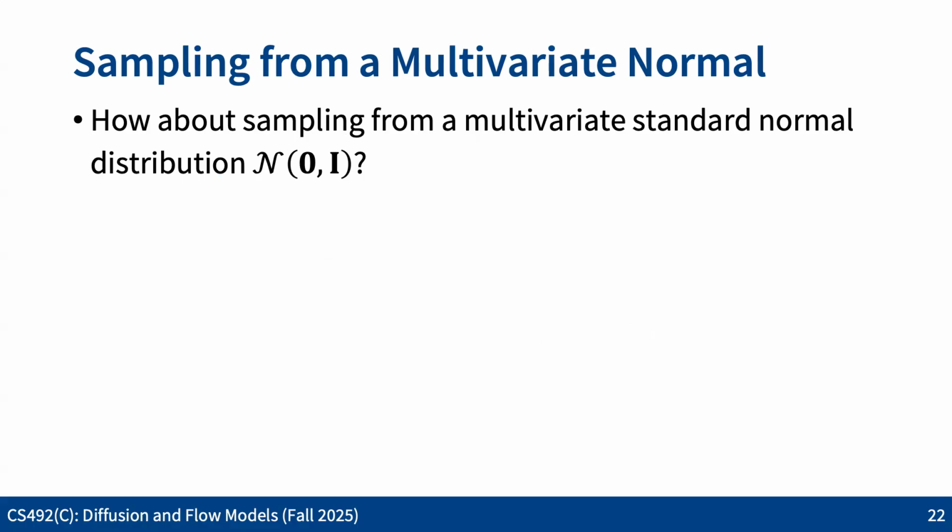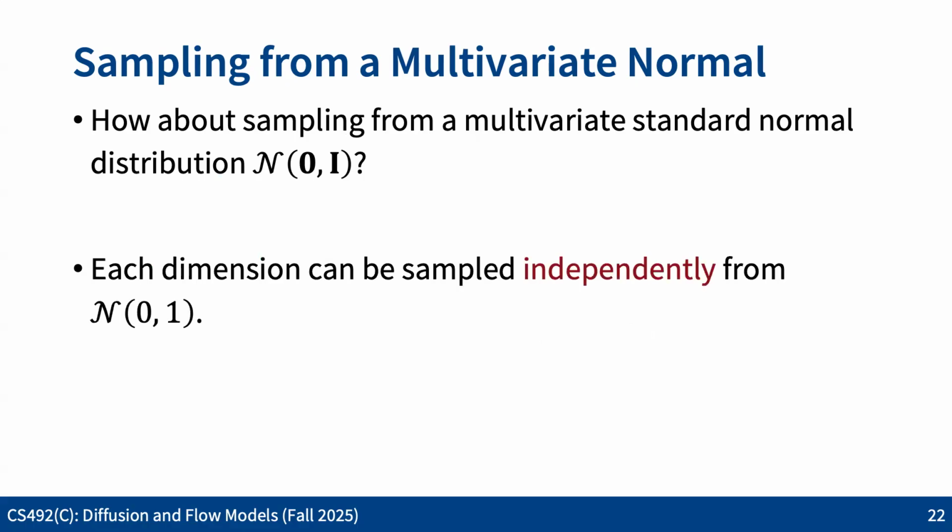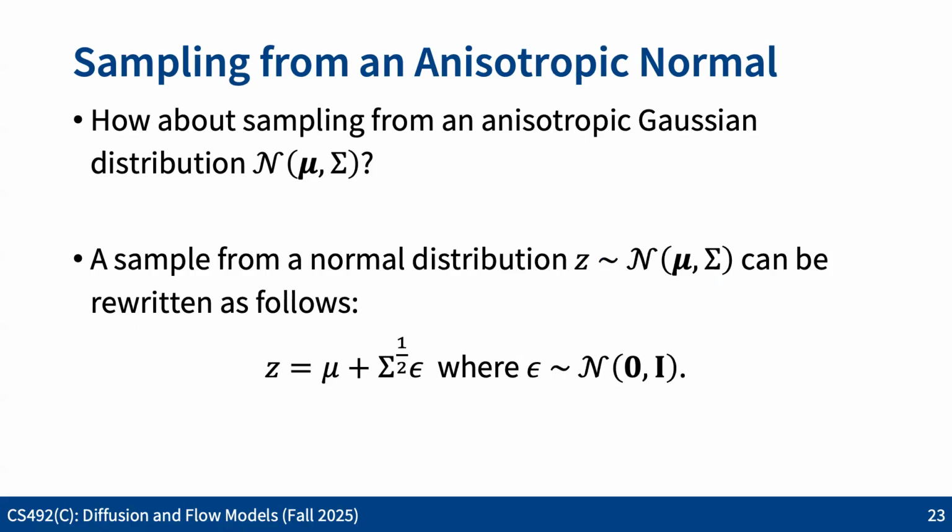It's a very simple thing because every dimension will be independent of each other, right? So we just need to sample for each dimension, because each dimension is independent. Very simple, right? This is the case when you sample from the standard normal distribution, where the variance term is the identity matrix. What if we have an anisotropic normal distribution, when the variance is not the identity matrix?